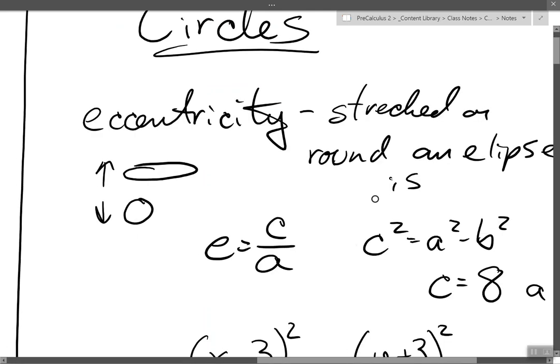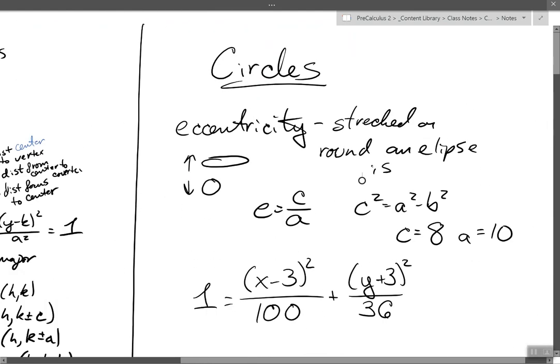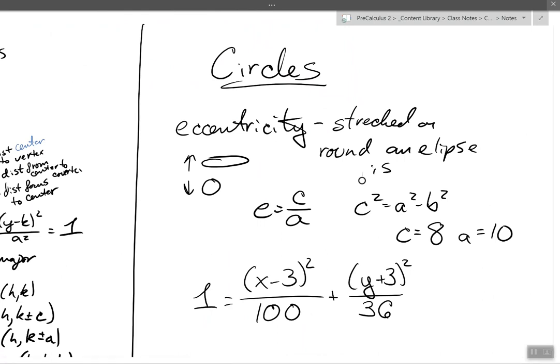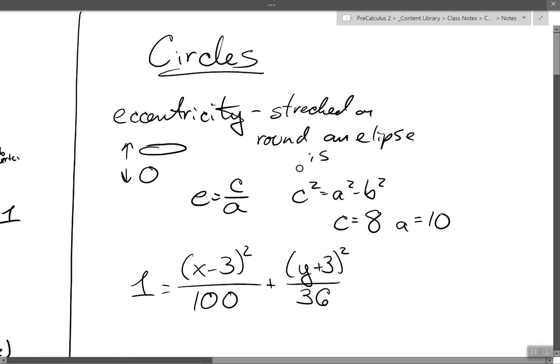So how do we go from an ellipse to a circle? That is a concept called eccentricity, which is how stretched or round an ellipse is. The bigger the eccentricity is, the more oblong, the more elliptical the shape is, and the lower that value is, the closer it is to a circle. Eccentricity is always a value between 0 and 1. I think it might be strictly less than 1. If the eccentricity is 0, it is a circle. If it's close to 1, it is a very, very stretched ellipse.